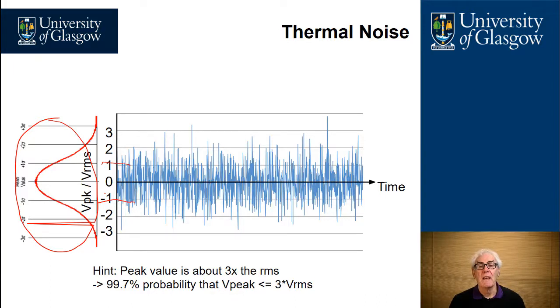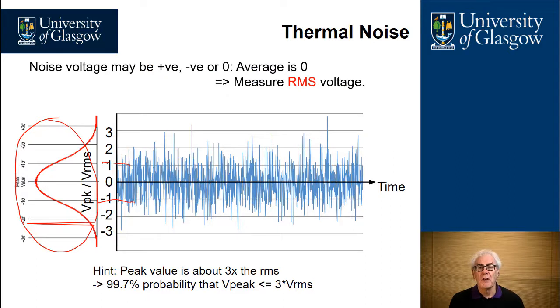99.7% of the time, the peak is less than plus or minus 3 times the RMS voltage that you calculate for the component. This can be important when you're looking at overload performance of circuits. So if you design for the RMS value of overload in the circuit, you may find that you cannot deal with the peaks, which are 3 times larger.